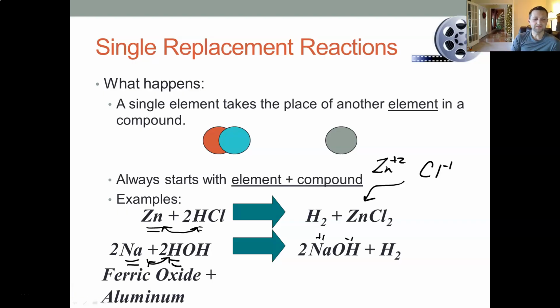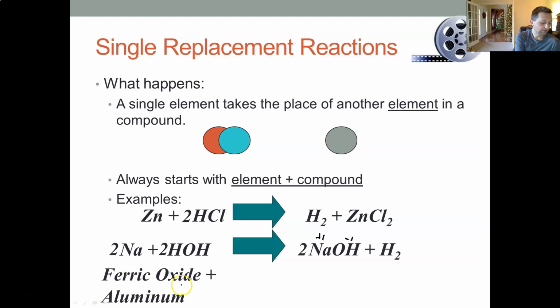Now this one is ferric oxide plus aluminum. This is called a thermite reaction. It's a really, really neat reaction. And I have a video clip of that one that I'll show you guys in class. But let's take a look at it. Ferric is iron, right?